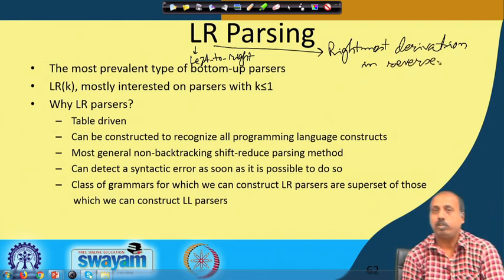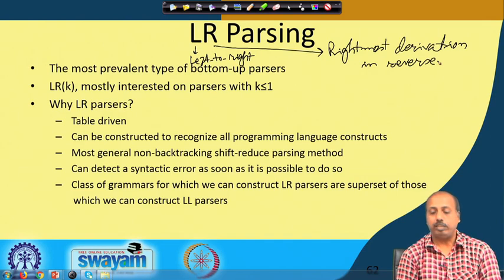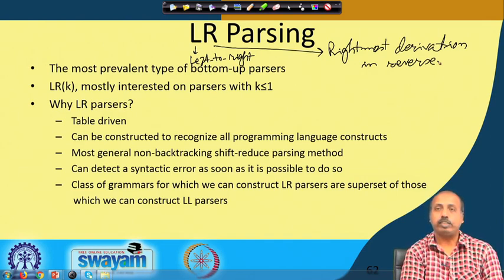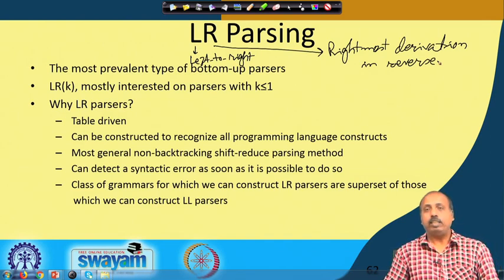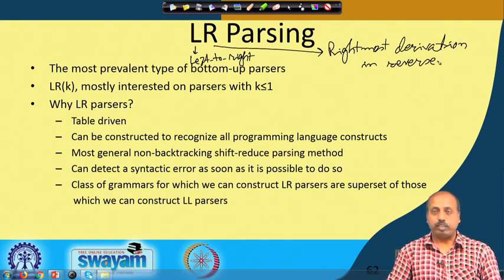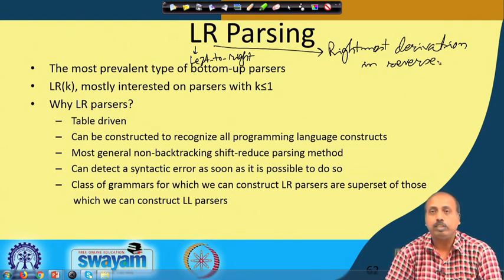It is in reverse because it is a bottom up approach. So, that is why it is in reverse. So, it produces a rightmost derivation, unlike LL, which was producing a leftmost derivation. Both LL and LR do a left to right scan, but which symbol is to be replaced will differ.